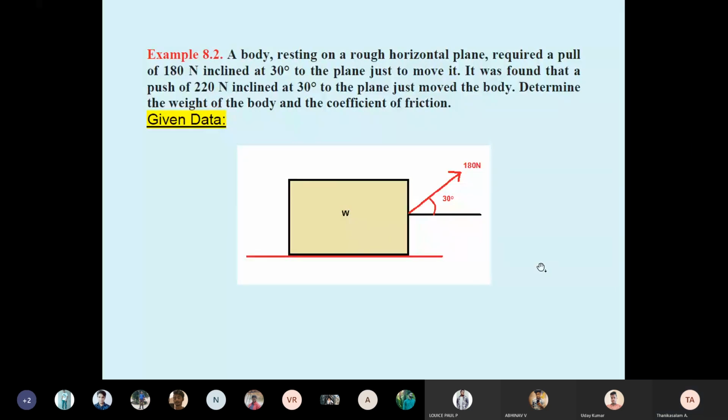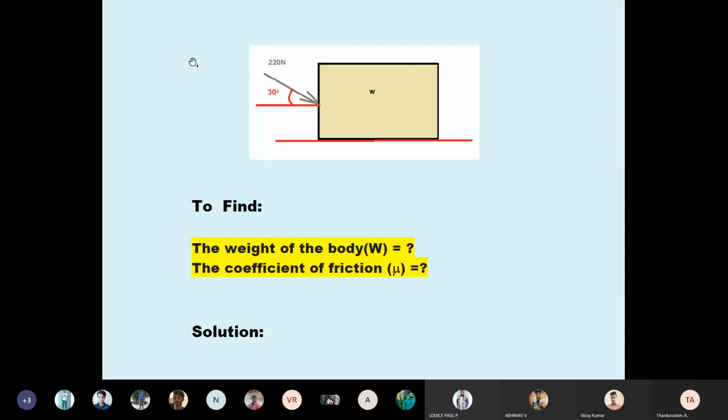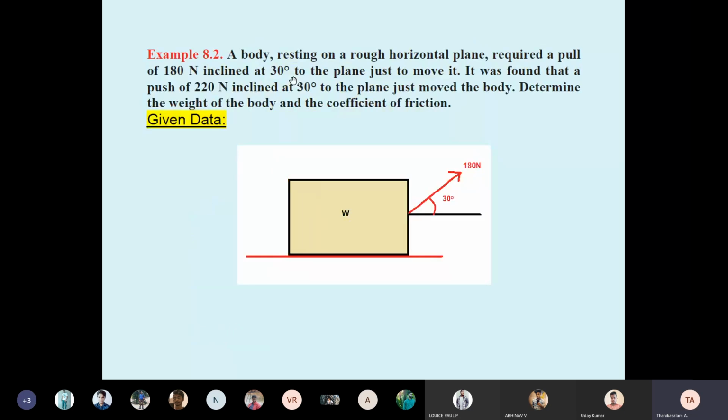It was found that a push of 220 Newton inclined at 30 degree to the plane just moved the body. Determine the weight of the body and the coefficient of friction. Now what are they doing? Same body, understand students, same body. It was found that a push. Whenever you push, where are you pushing? From the back side. Suppose the car breaks down on the road, the people are pushing from the back. So pushing, 220 given. The angle is also 30 degree.